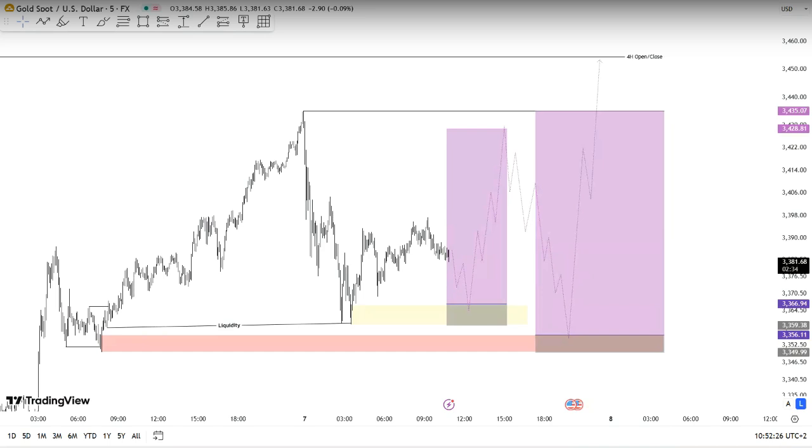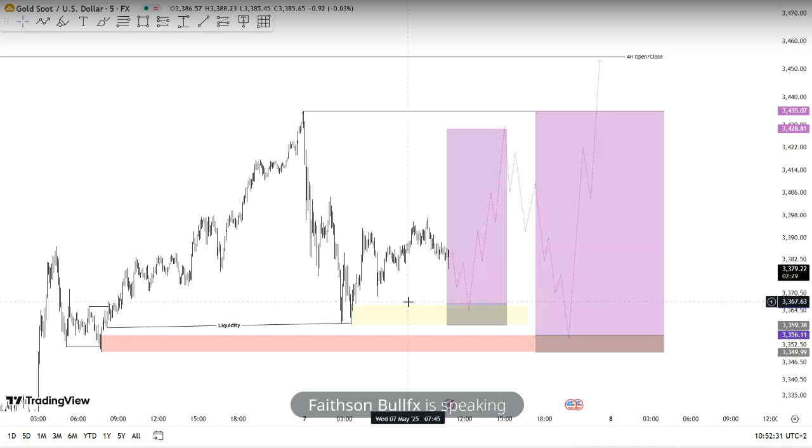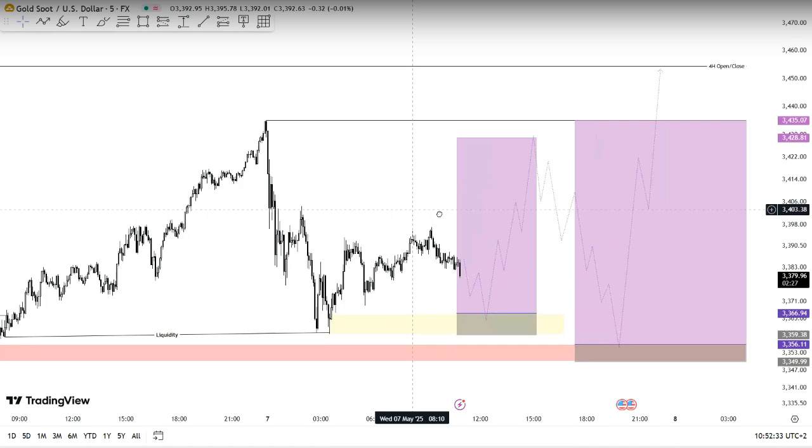So I think this is going to be the end of the stream. As you can see, gold is almost approaching that area. So I'm not really sure whether it's going to play out like that.